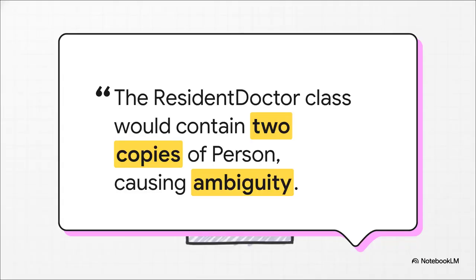This quote really nails it. The whole problem comes from having multiple, separate instances of the base class. The genius of virtual base classes is that they don't just pick one path over the other. They provide a way for those paths to converge and share a single foundation.